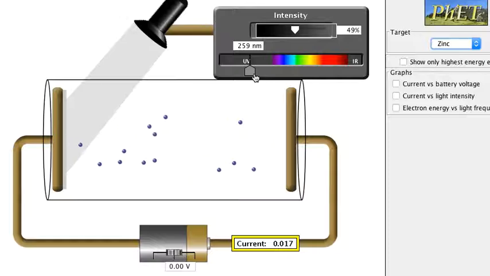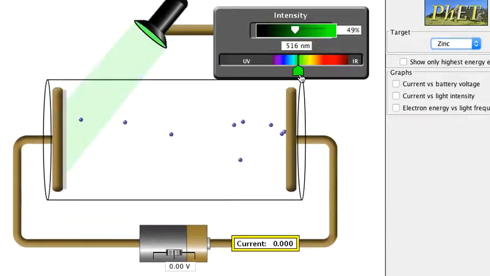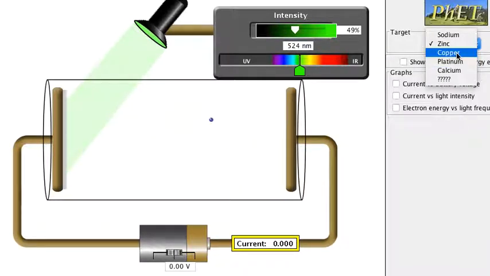So for sodium, it was way back here somewhere. It didn't need nearly as much energy. But for zinc, it must be holding on to those electrons more tightly. So there's a higher what's called a work function, a higher amount of energy needed to remove them. So let's go back and try copper. Every element's a little different. There's no way to predict it, you'd have to do it experimentally.